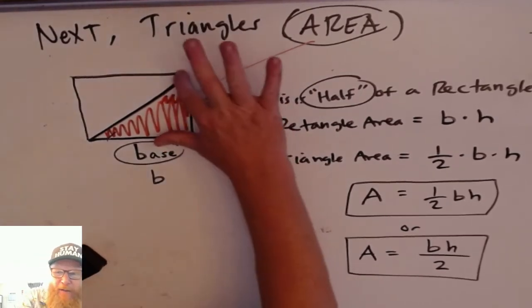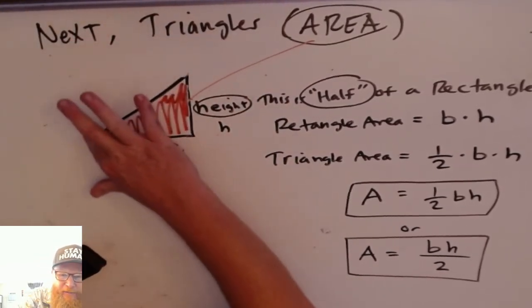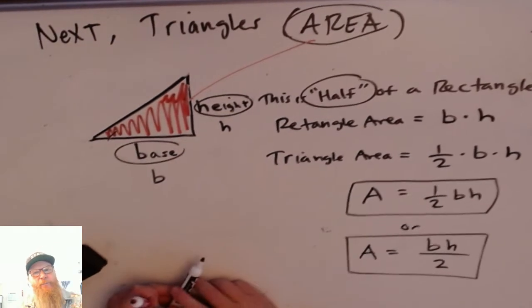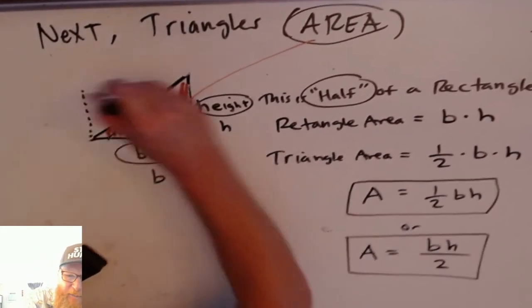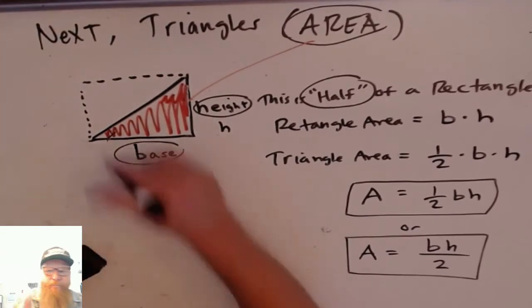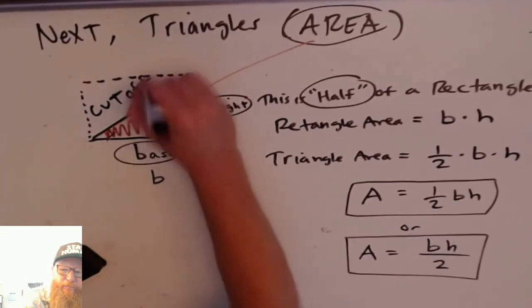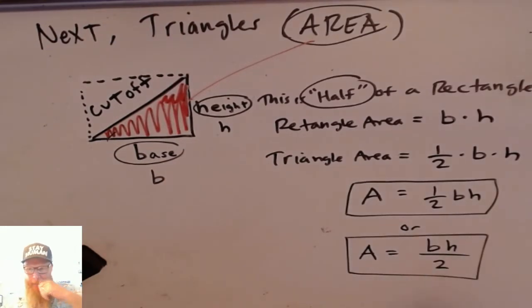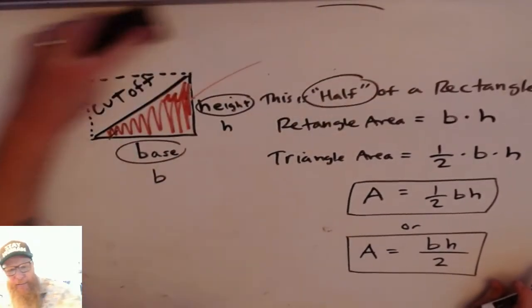So I don't care about this piece here. I'm just doing the triangle. So it's as if the rectangle has been cut away into 2 triangles. Okay. So this is the formula, the general formula. Let's do an example of that.